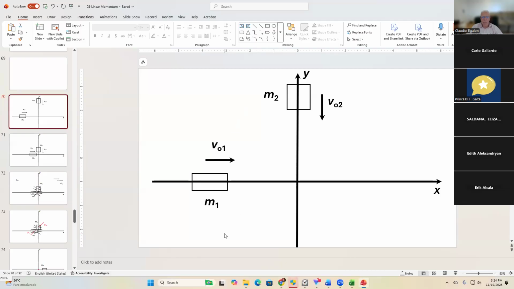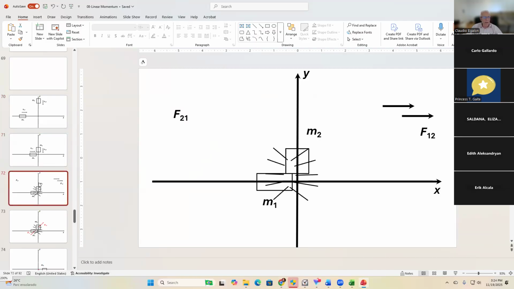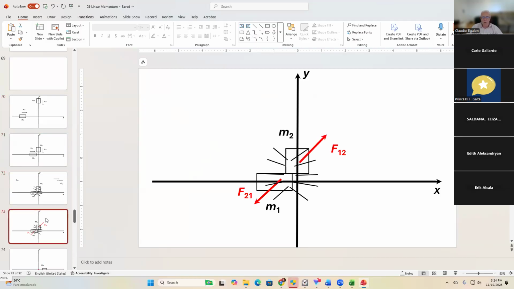Mass 1, mass 2, right? V01, V02. They are about to collide, right? When they collide, we have those forces that you see right in here. This force is going to make this car accelerate in a given direction. It's going to change the direction of the car.